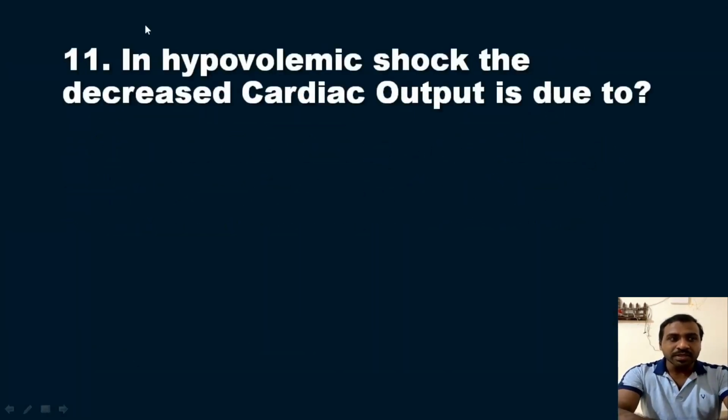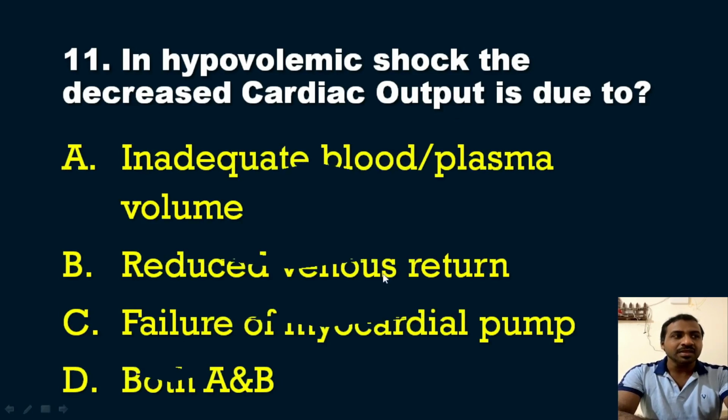The 11th question is, in hypovolemic shock the decreased cardiac output is due to dash. So what is the reason for decreased cardiac output in hypovolemic shock? It's an easy question. The first option is inadequate blood or plasma volume. The second option is reduced venous return. The third option is failure of myocardial pump. And the final option is both A and B. So what is the answer? What is the reason for reduced cardiac output in hypovolemic shock?